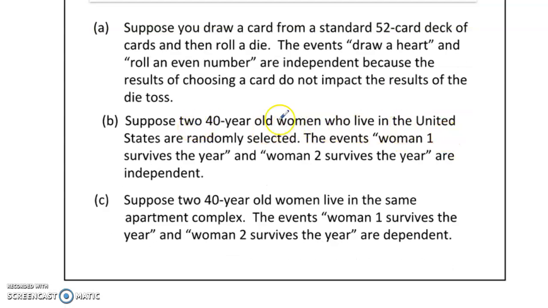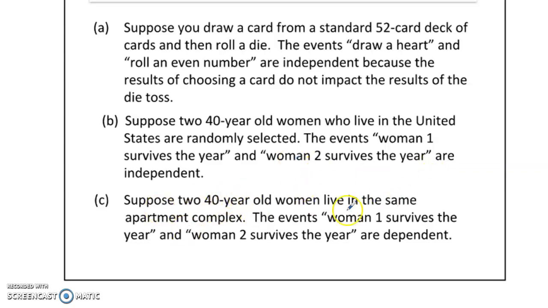If 2 40-year-old women who live in the United States are randomly selected, woman 1 survives the year and woman 2 survives the year, that's independent because the survival of one person does not necessarily affect the survival of another person. Since they're randomly selected from the United States, they could be from totally different places, so there's very little chance that one of their lives is going to affect another life.